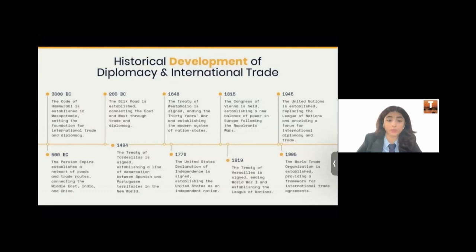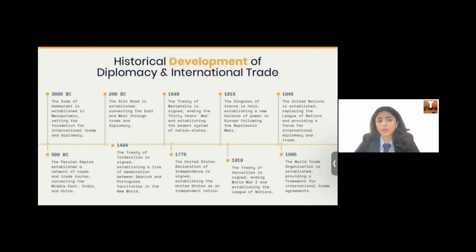Now comes the Silk Road. The Silk Road was established during the Han Dynasty, 2nd century BCE. It became a vital trade route connecting China, Central Asia, the Middle East, and Europe. It facilitated the exchange of goods, technologies, and ideas, contributing to the growth of international trade and cultural diffusion.